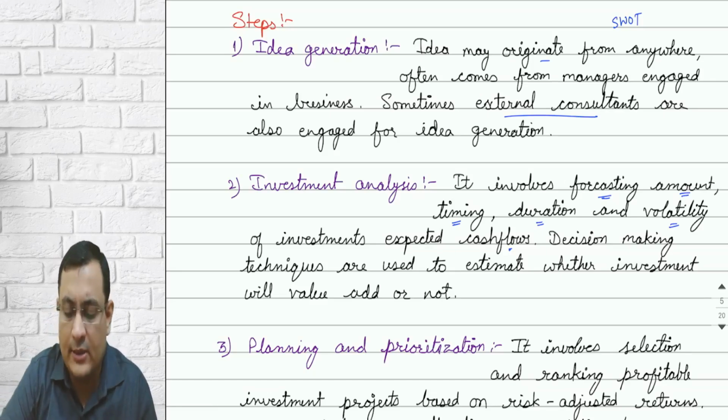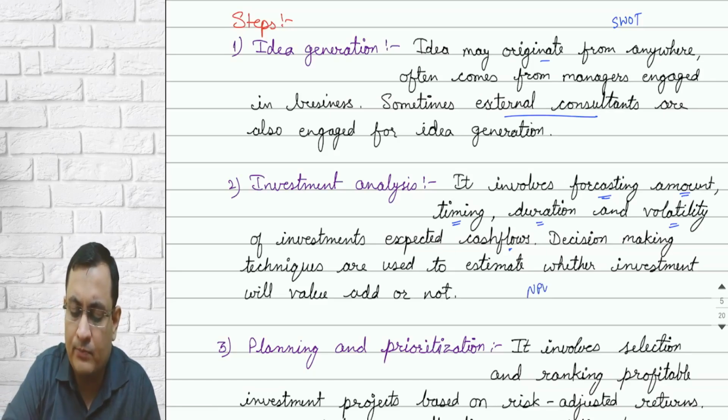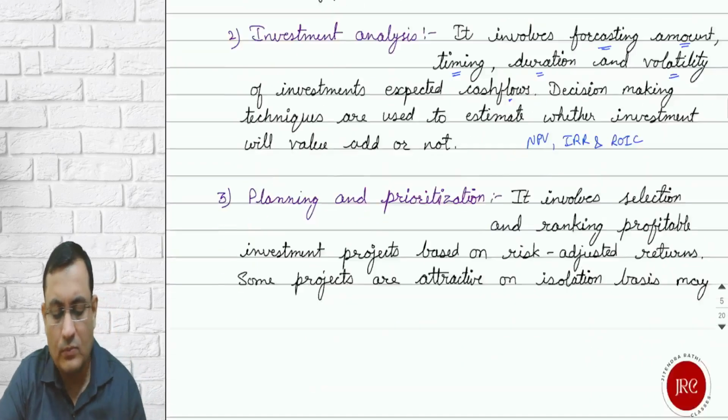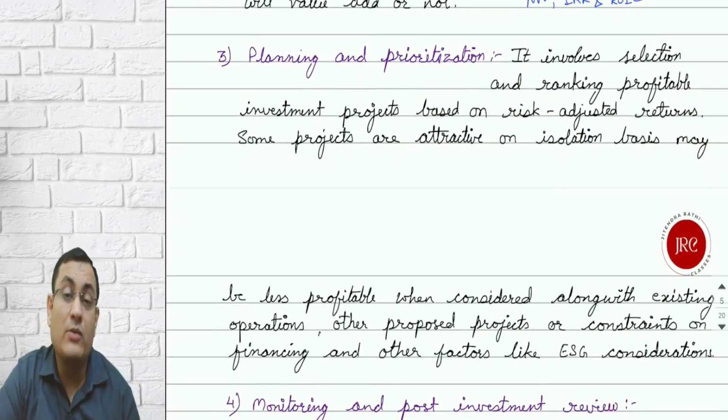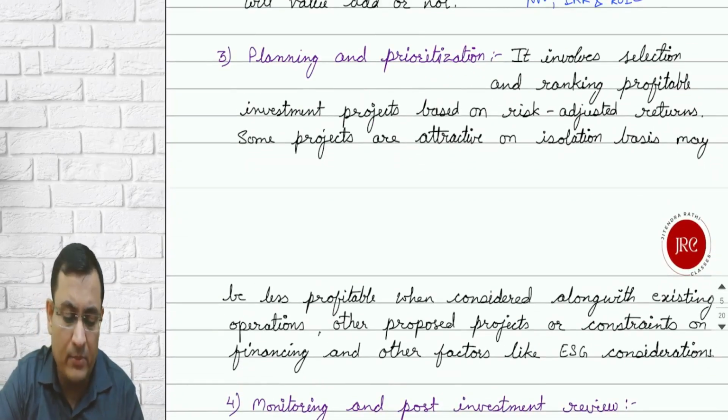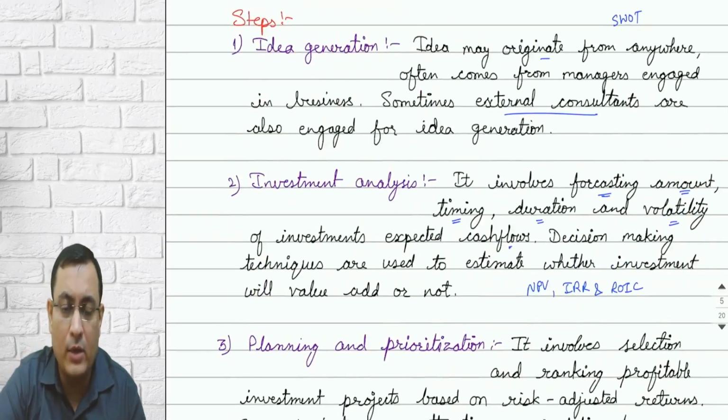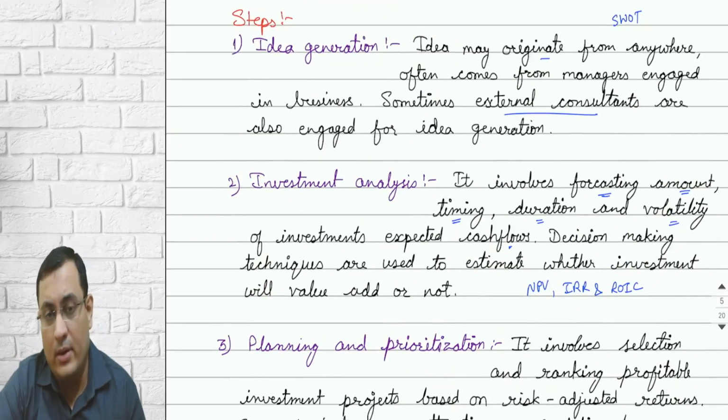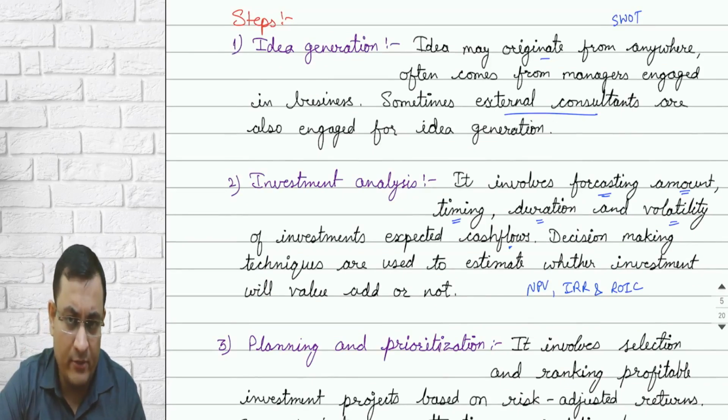So here the techniques are NPV, IRR, and ROIC. These are the three techniques which we are going to do now. Next, the third step is, first of all, what type of questions we may get from this particular first part of the LOS, that is, describe the capital allocation process?